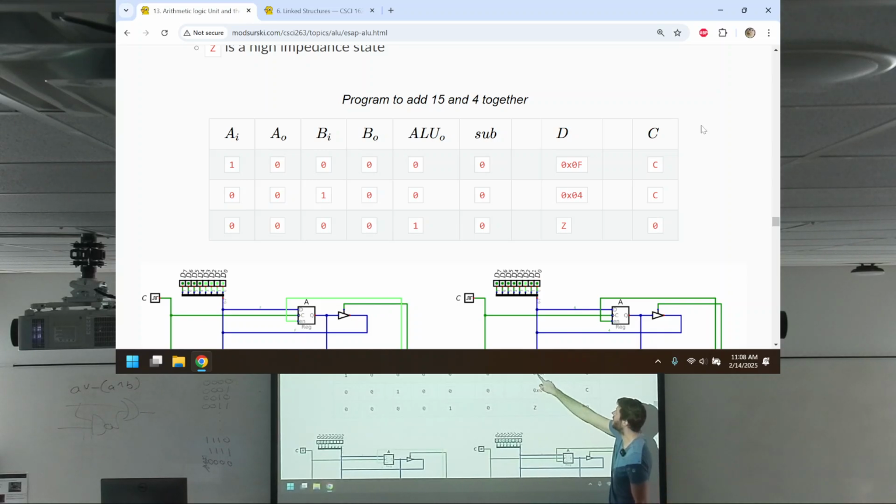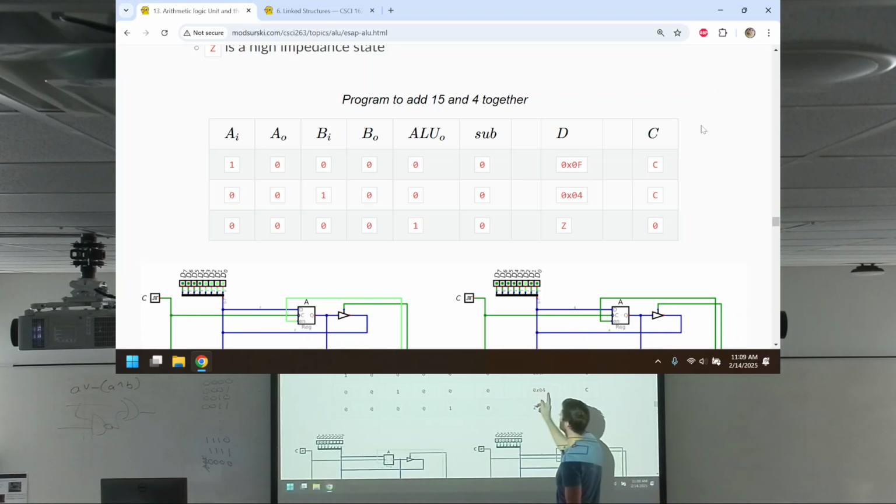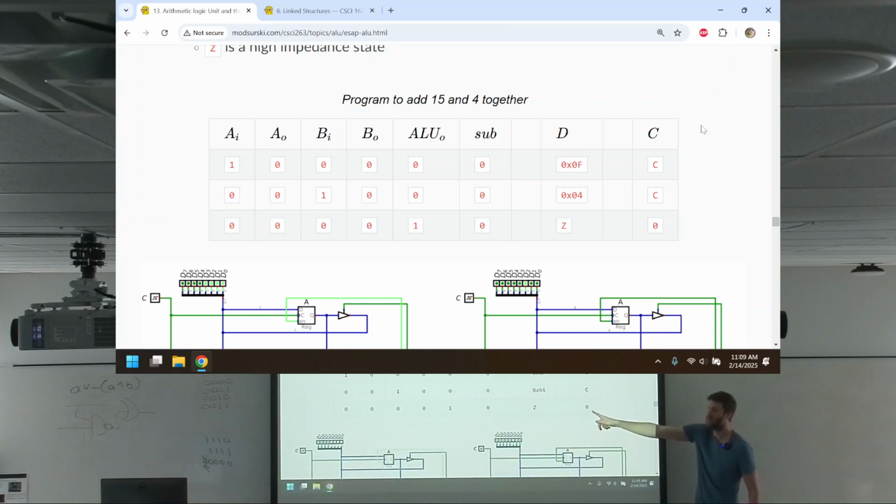So I put 15 on the D, and a clock pulse. Later, eventually, I don't even include the clock pulse, kind of like on the test, right? You just assume each row is a clock pulse. Put 4 into the B register, there, clock pulse. And then output, that should be Z, output from the ALU. Here, we don't even need a clock pulse, actually, because there's no clock pulse to output.